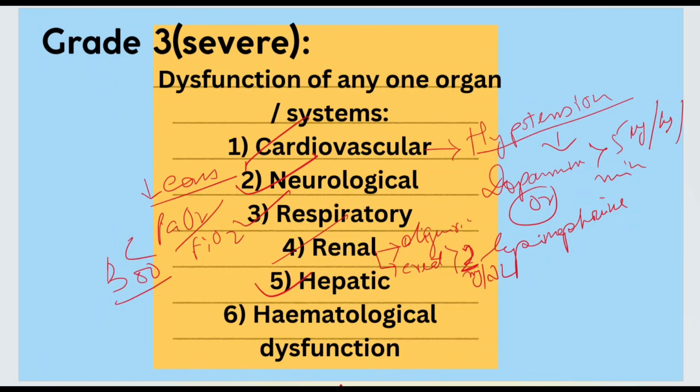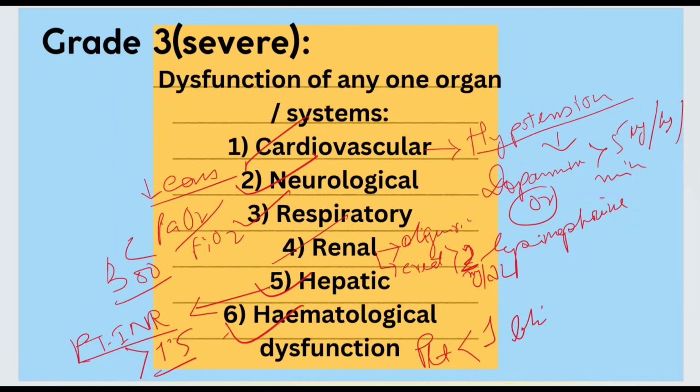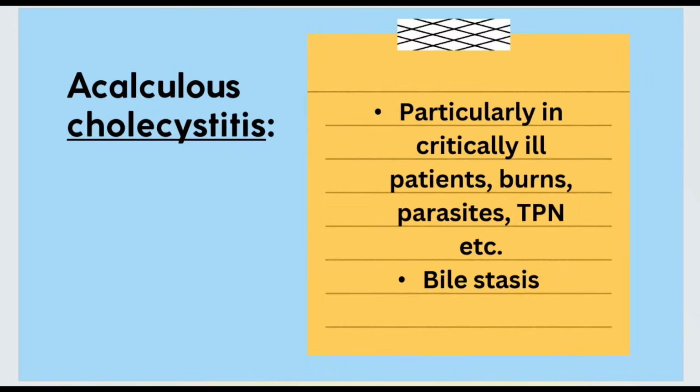Next, hepatic dysfunction. Hepatic dysfunction is indicated by increased PT/INR level, more than 1.5. Next is hematological dysfunction. Here we look for platelet count. If platelet count is less than 1 lakh per millimeter cube, then we call it hematological dysfunction. So these are the criteria for severe acute cholecystitis.